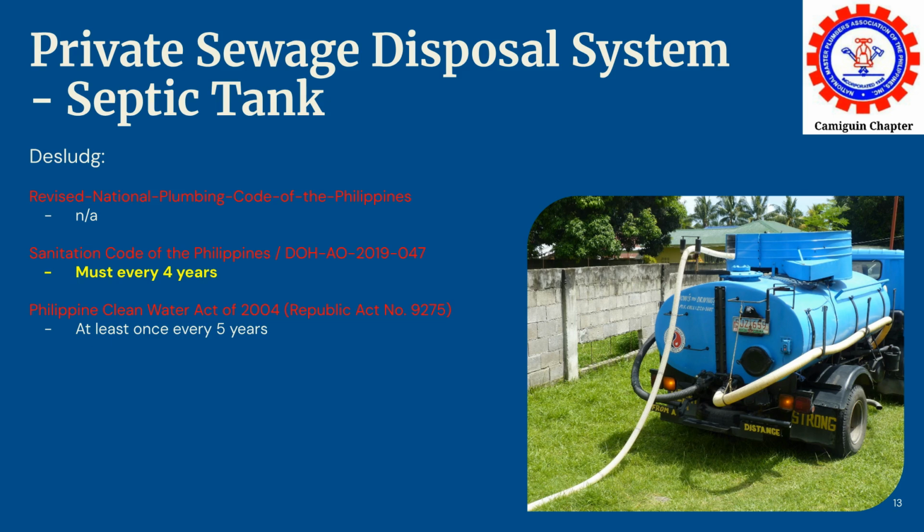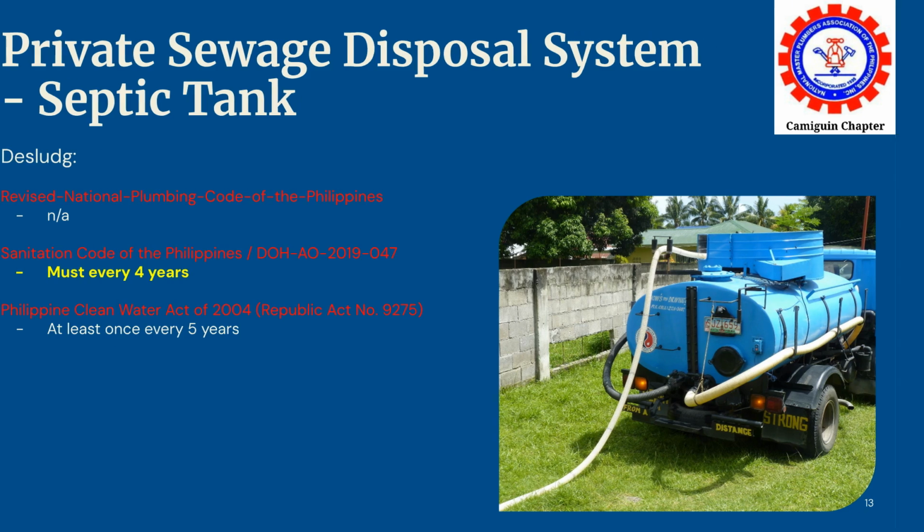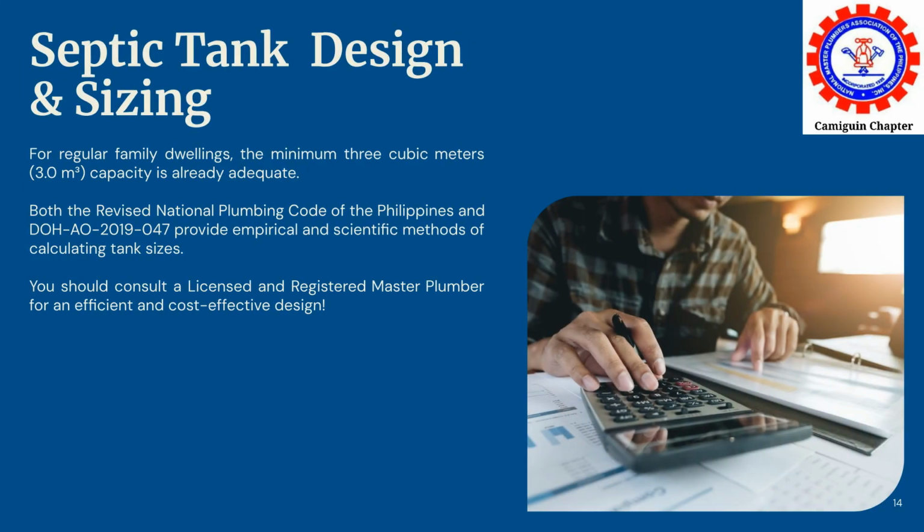Desludging frequency varies by regulation. The Sanitation Code requires desludging every 4 years, while the Philippine Clean Water Act of 2004 requires it at least once every 5 years. Always use the most stringent regulation. For regular family dwellings, a 3 cubic meter capacity is usually adequate. Both the Plumbing Code and the DOH provide scientific sizing methods. Always consult a licensed and registered master plumber for an efficient and cost-effective design.